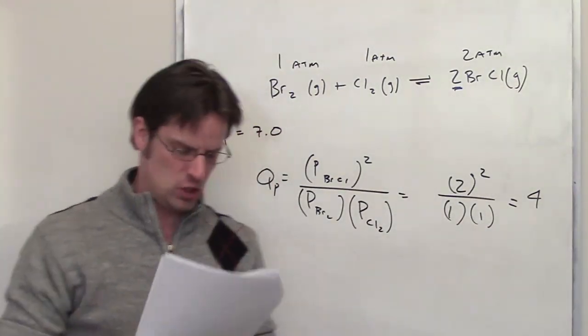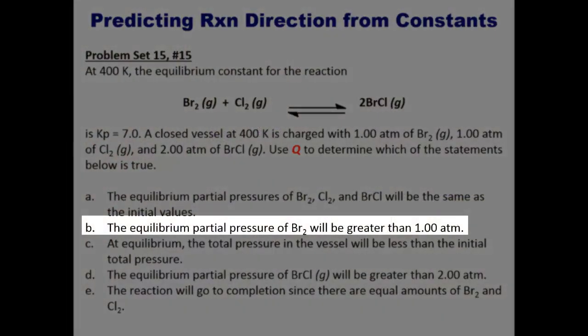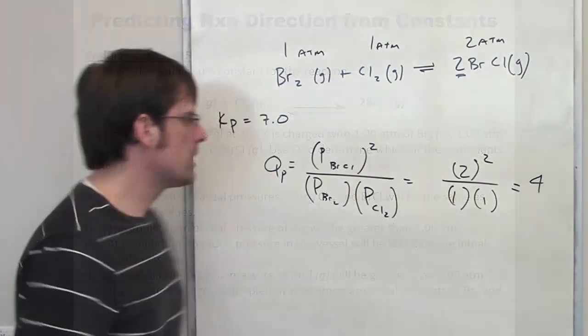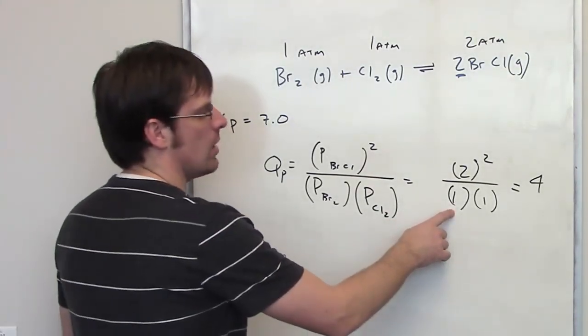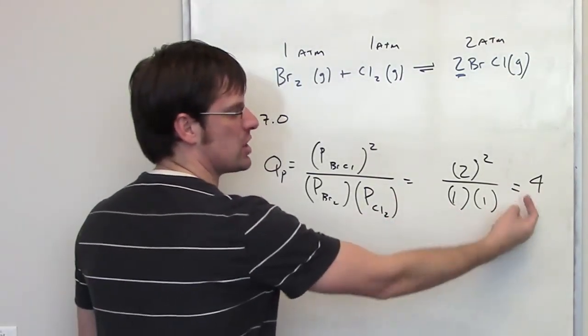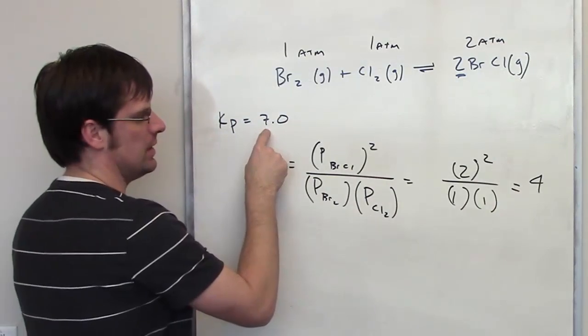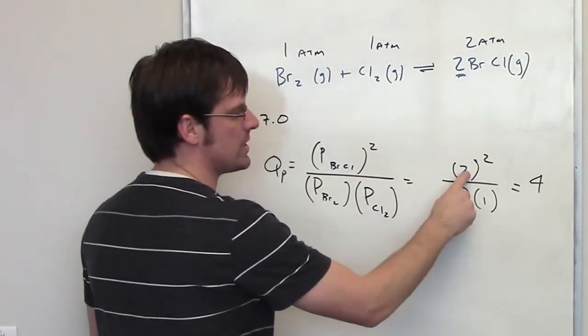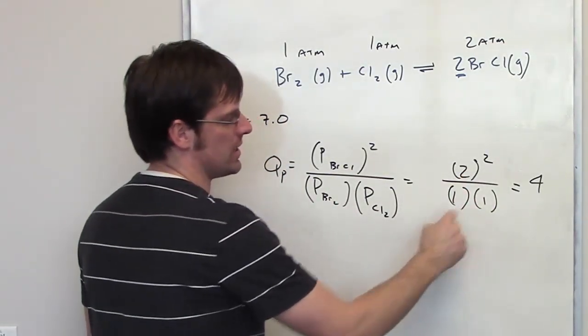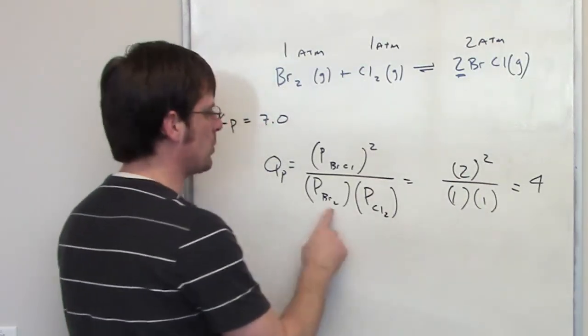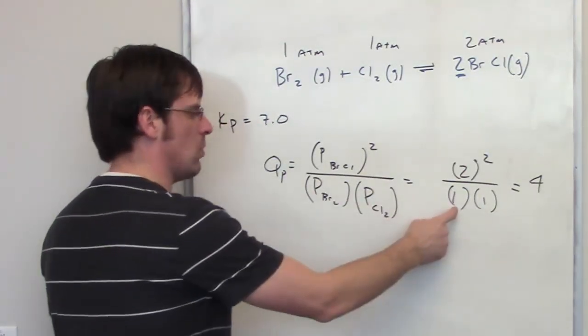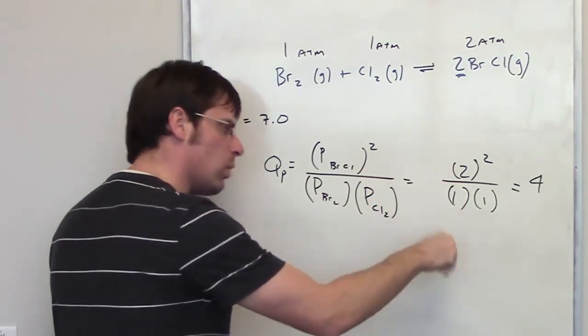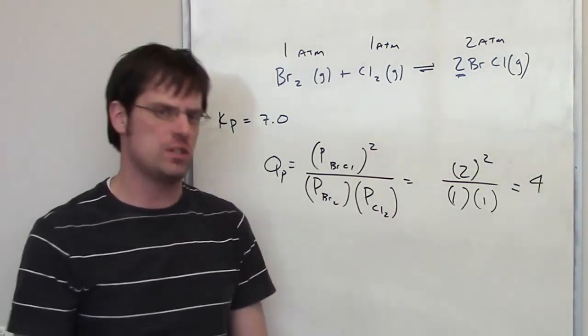Let's look at statement 2. The equilibrium partial pressure of Br2 will be greater than 1. Going back to what we've noticed here, what we need is for this number to go up to become 7. The only way you can do that is by increasing the numerator and decreasing the denominator. The denominator pressure of Br2 is already at 1, so you're going to have to make it go lower. So that statement also is false.